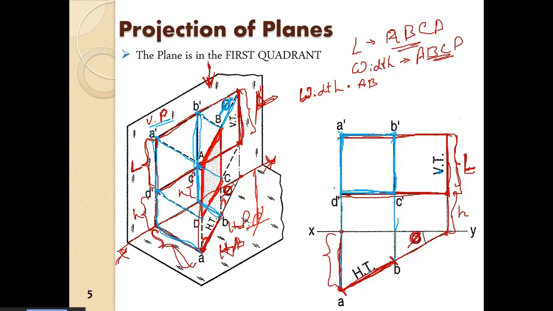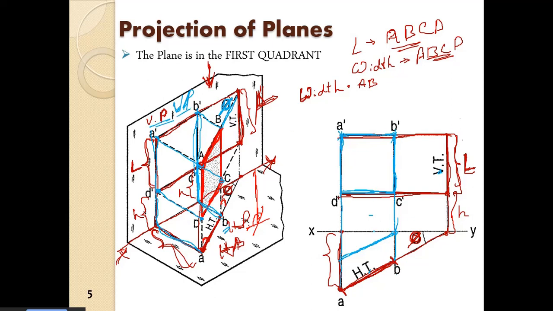Okay. Conversely, it may be given that the plane is making an angle phi, and B is at some distance from the vertical plane, or D is at some distance from the vertical plane. So ultimately, whatever it is, the first point we have to make out. So here, if it is given that the point B lies on the vertical plane, we have to draw the horizontal trace here itself, because point B is lying on the vertical plane.